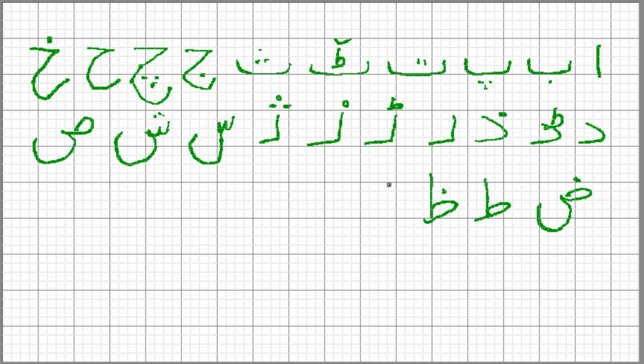Then we have Ain. Make a half circle, a small half circle, and then a big half circle. Then it becomes Ain. Half circle, big half circle, and if you put a dot on top of it, then it's Ghain.